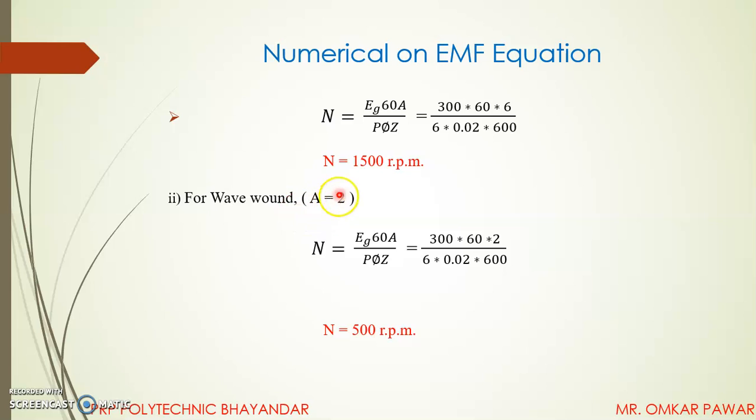For wave winding, A is equal to 2. So we again use the same formula, but here the value of A is changed, that is 2. By calculating on the calculator, we will get n is equal to 500 rpm.